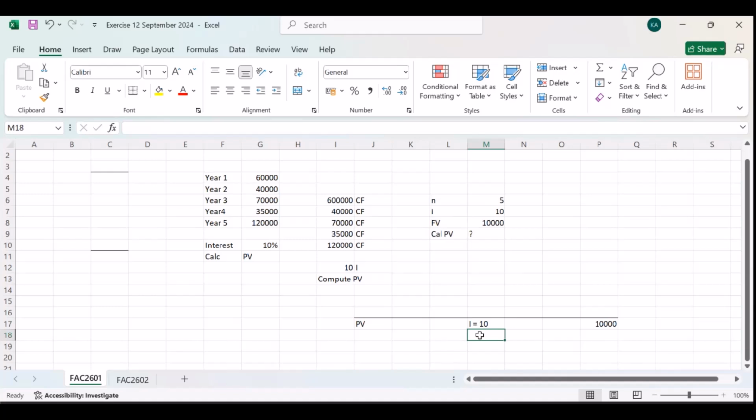How much will that 10,000 cost you today? Maybe 7,500. Why do we do that? Because of inflation. In 5 years' time, 10,000 is equivalent to about 7,500 today. 100,000 in 5 years' time may be just about 60,000 rand today. So in order to account for inflation, we discount it using an interest rate.